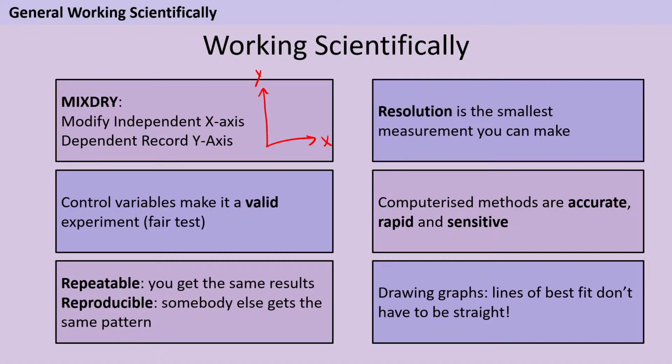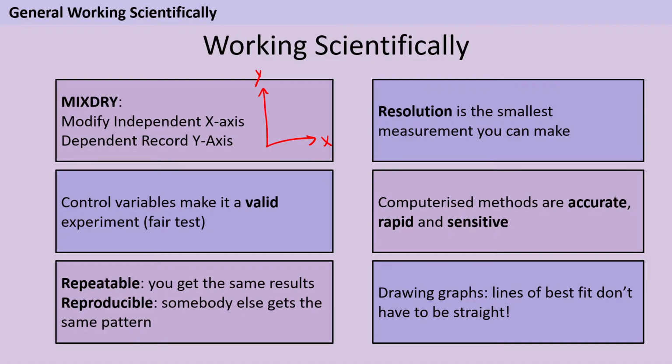Your control variables make it a valid experiment. So in primary school, we would have said it made it a fair test. We don't use that word at GCSE. But I always tell my class, I'm a control freak. I don't like anything to change. I always have the same colour PowerPoint. I always have the same seating plan because I'm a control freak. So your control variables are the things that you keep the same.